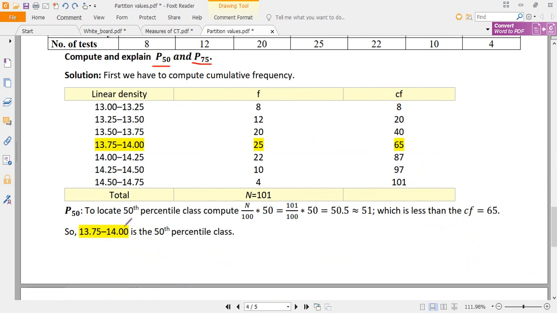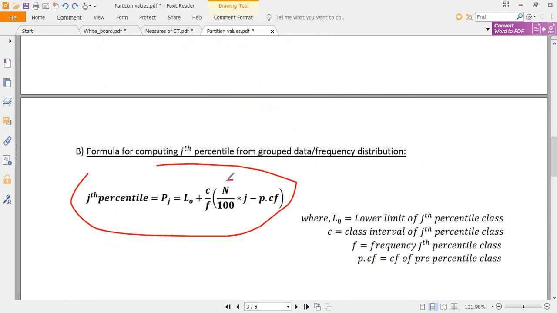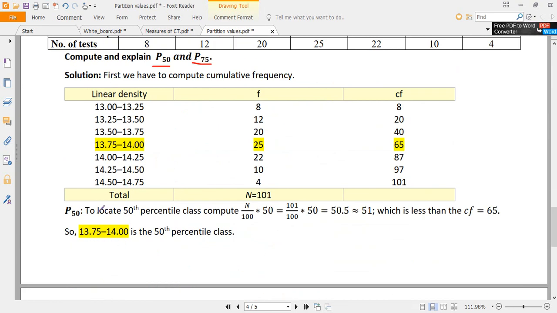Now we are going to compute P50. To locate the 50th percentile, we have to compute this value. If you see closely, this is the value of this portion, n by 100 into j. For the 50th percentile, j is equal to 50, so we compute n by 100 into 50, which gives us 50.5, that is 51.